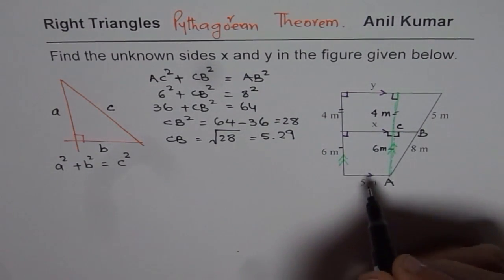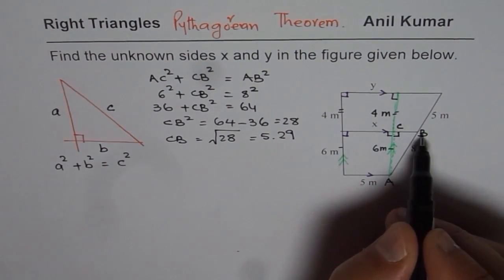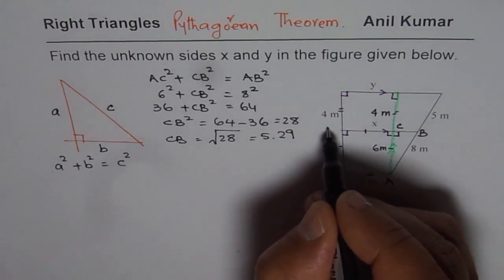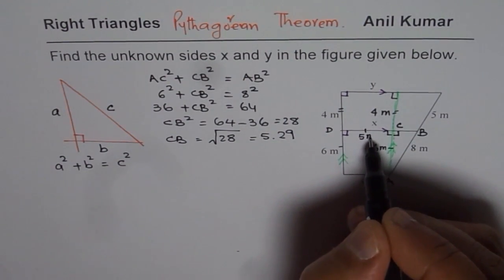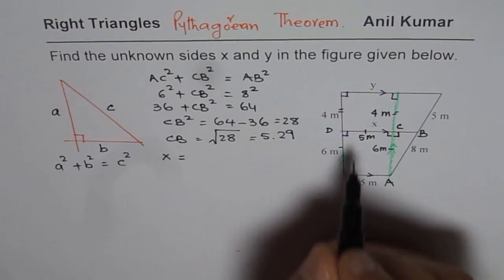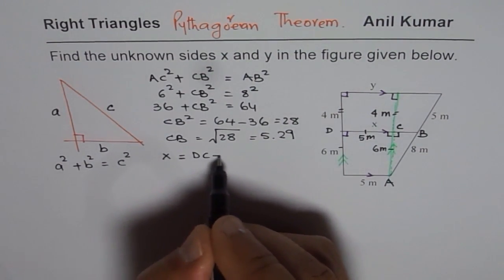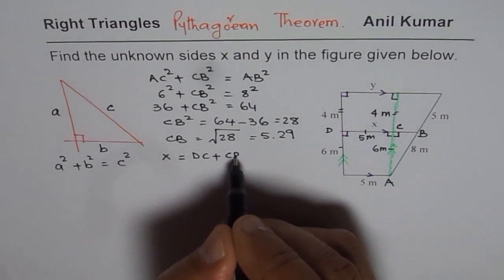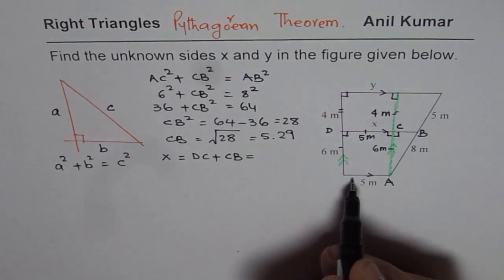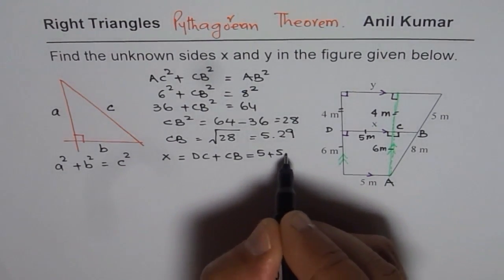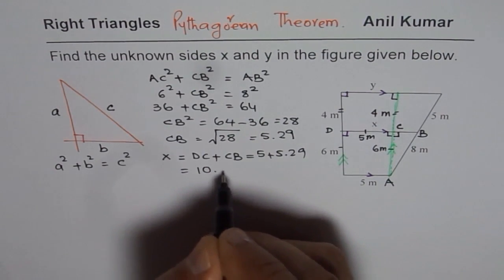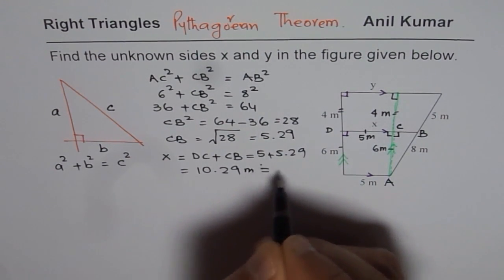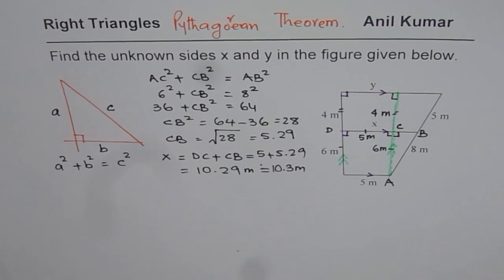So we got CB. Now x is the total length, right? Now this part of the length, let me call this point as D, will be 5 meters. Do you see that? So that is 5 meters. So we can say x is equal to DC plus CB. Now DC is the same as 5 meters plus 5.29. Okay, so we'll add that and then we get this as 10.29 meters or approximately 10.3 meters. Is it okay? So we could find x.